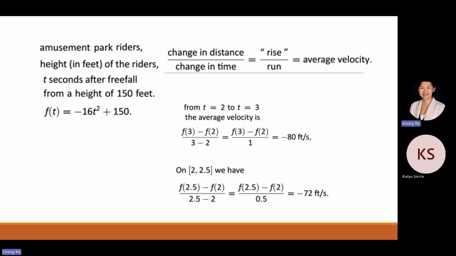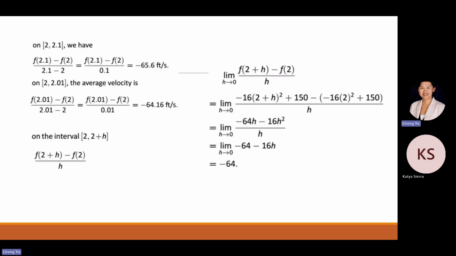And this is already in your notes probably. We talked about this yesterday and the day before yesterday. Right, and then the third one, we have an even smaller interval, 2 to 2.1, and then 2 to 2.01. As you can see, the length of the interval gets smaller and smaller.